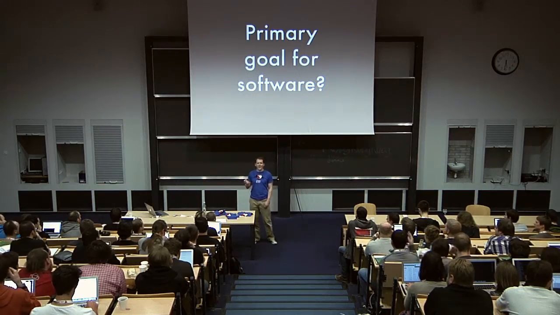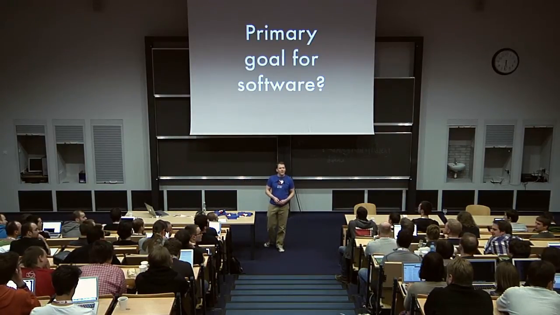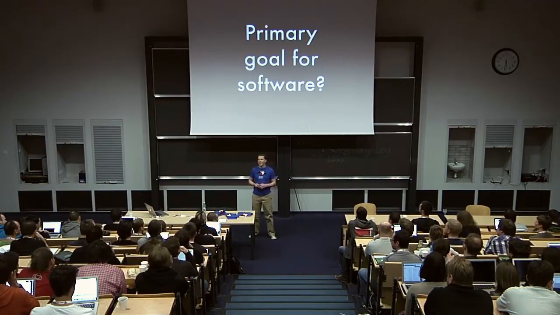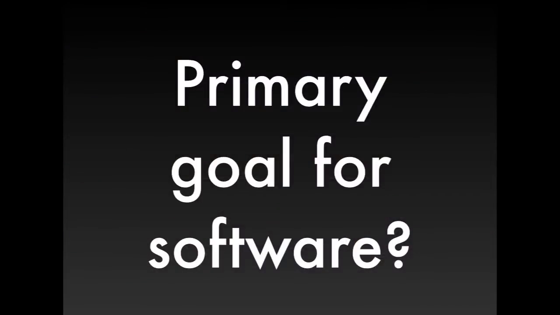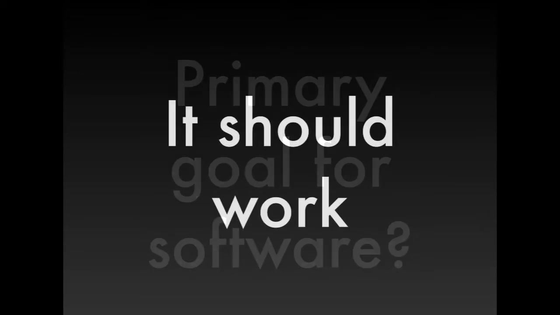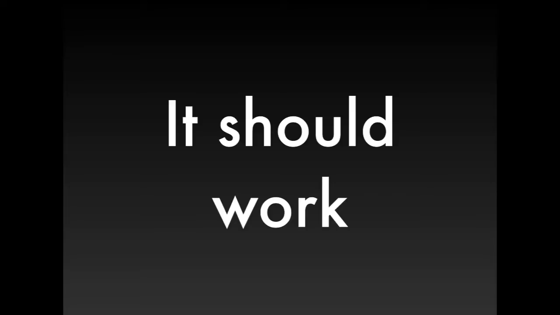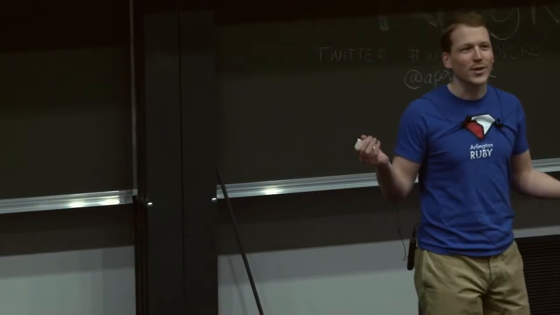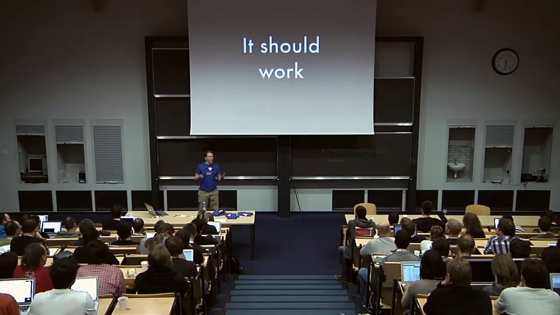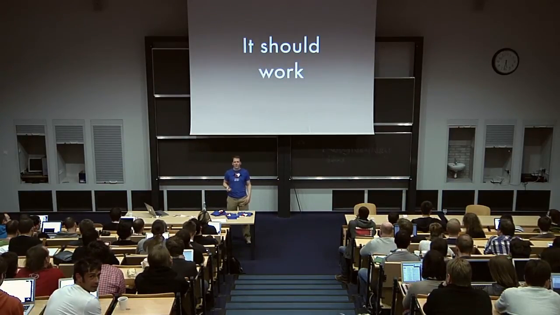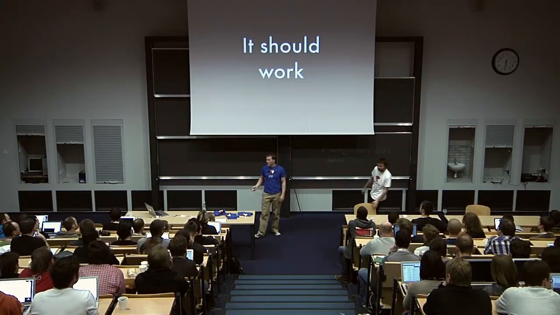Who can tell me what the primary goal for software is? No takers. What is that? Support a business process. It's pretty good. Make the customer happy. So what's the goal? Happiness. Making it simple. It should work. That's the goal that we talk about with agile approaches. We want working software. That's the end goal. And the thing that we need to focus on in order to get there is communication. And that's what a user interface is all about.